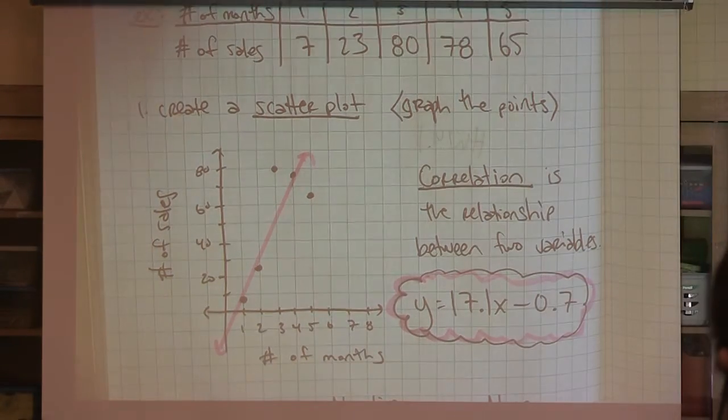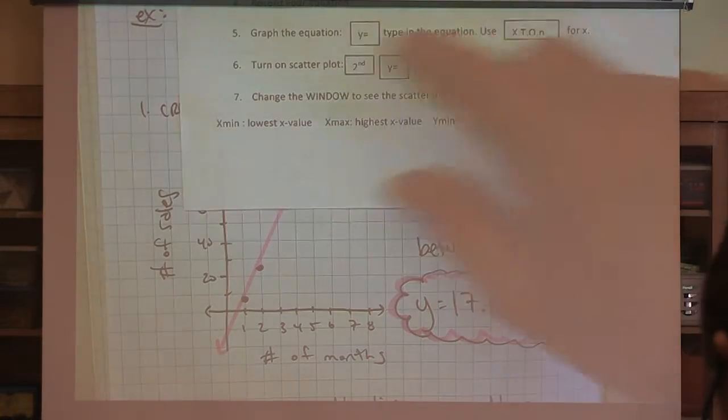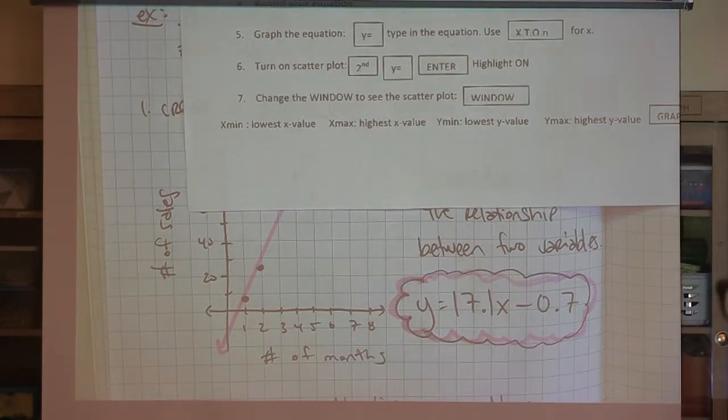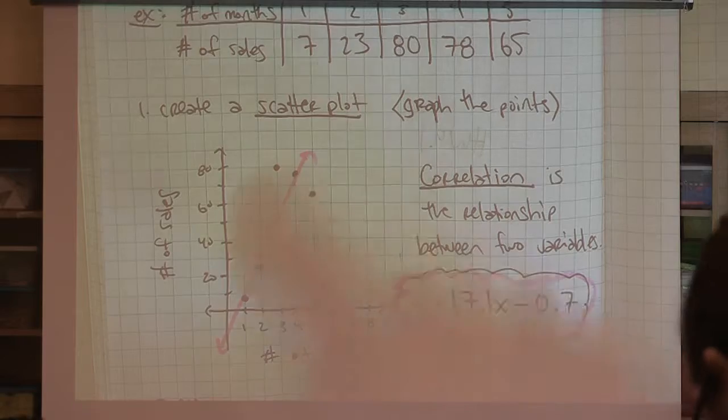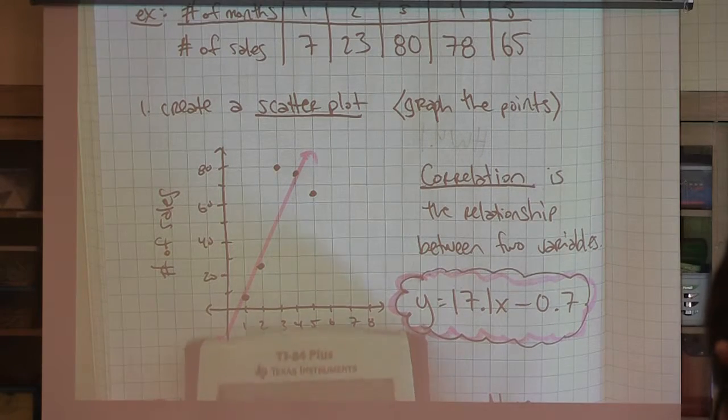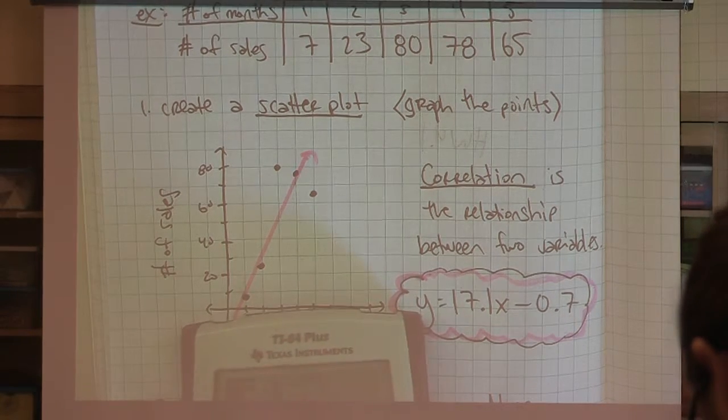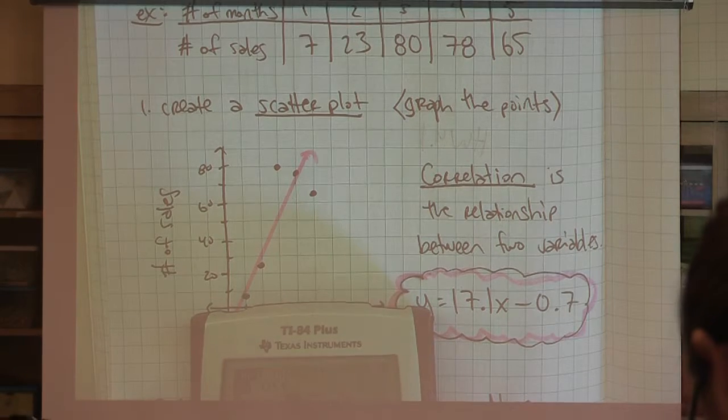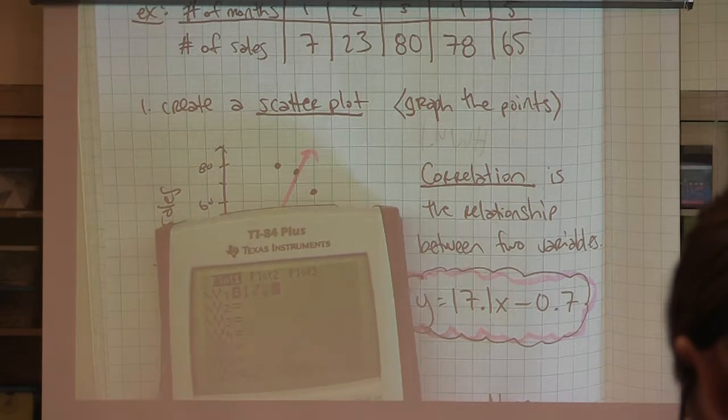Now the rest of the steps on here, right? So 5 through 7 show us a visual of this graph on the calculator. So if I wanted to do that, I could go to y equals and type in my equation.